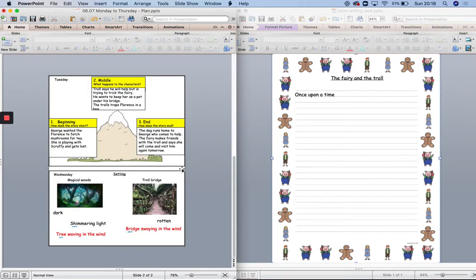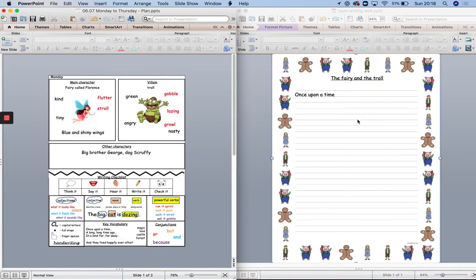So for Monday's lesson, I'm going to have a go at writing the beginning and maybe the start and the middle of the story. And then Tuesday you would try and finish the middle, start on the end, and then Wednesday you're having a go at making sure the whole story is finished and editing what you've written. So, beginning of the story, George wanted Florence to fetch mushrooms for tea. She's playing with Scruffy and gets lost.